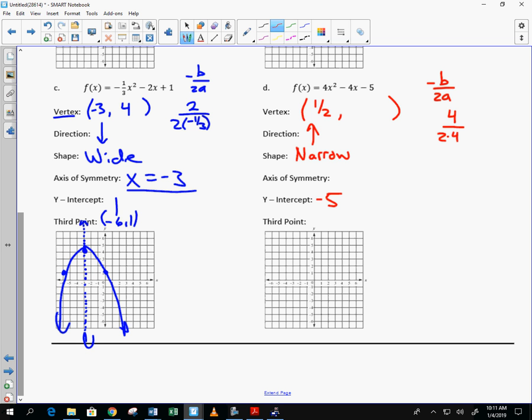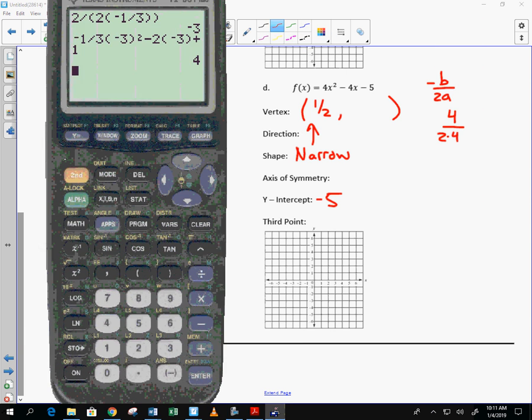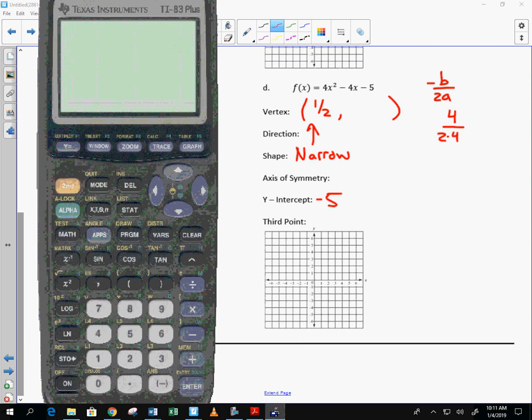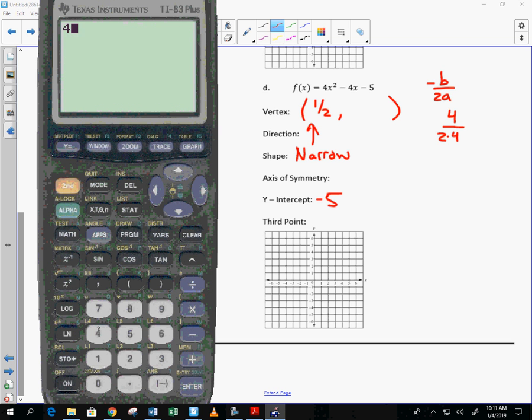Now, I don't know about you guys, but when I work with fractions, I make mistakes sometimes. And I don't want to make a mistake. So I'm going to go ahead and use my calculator. And whenever you plug in that 1/4, you just do 1 divided by 4. So I do the same equation, 4, but wherever I see an x, I put a parenthesis, and I put a 1 over 4 in that place. Squared. Minus 4, parentheses, 1 over 4, minus 5. Press enter. Negative 5.75.